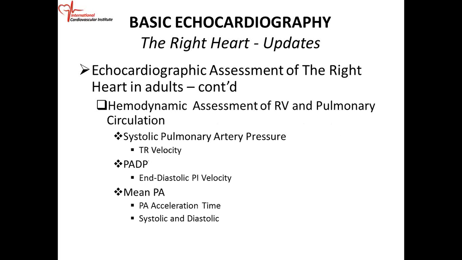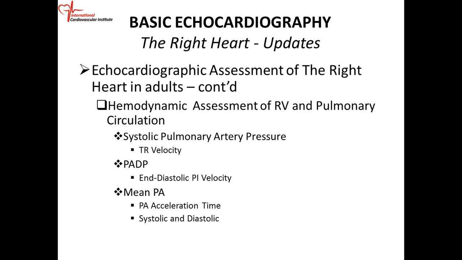Hemodynamic assessment of the RV and pulmonary circulation. The systolic pulmonary artery pressure, we use a tricuspid regurgitation velocity, and we went over this numerous times. You look at the gradient.